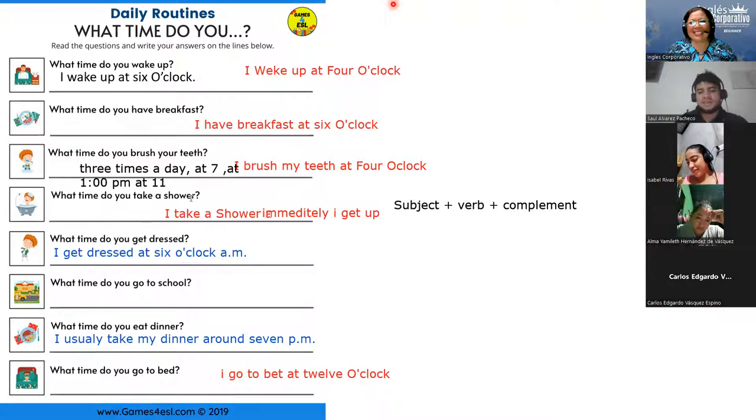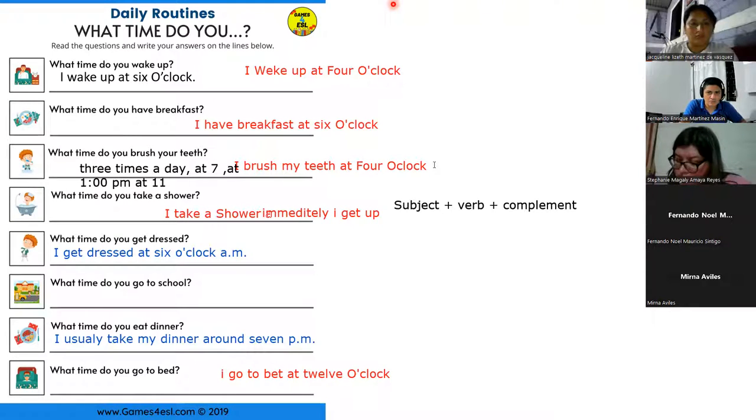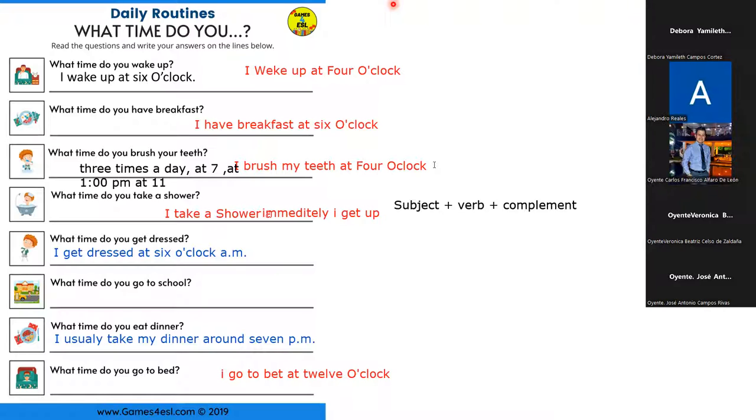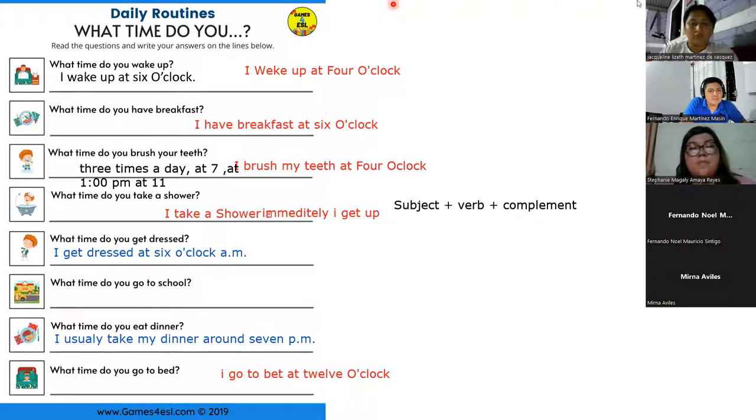Perdón. Take a shower. Take a shower at 6 o'clock. Very good. You did a good job. Okay, people, is there any question about this activity or the vocabulary you used? A ver, Fernando, Enrique, compártanos.